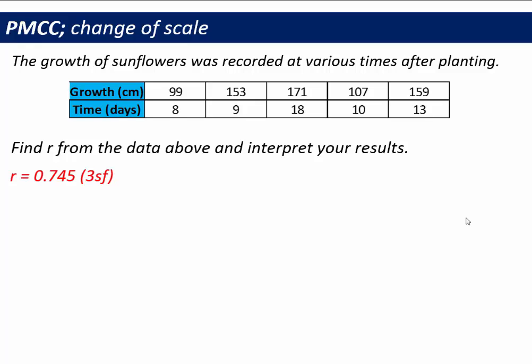Now, let's think about this. We go bit by bit, or part by part. We're looking at the 0.7. 0.7 means it's going to be strong. 0.7 is positive, so it's strong positive correlation. Then we lean back and think about going back to the question. So it's strong positive correlation between the growth of sunflowers over time.